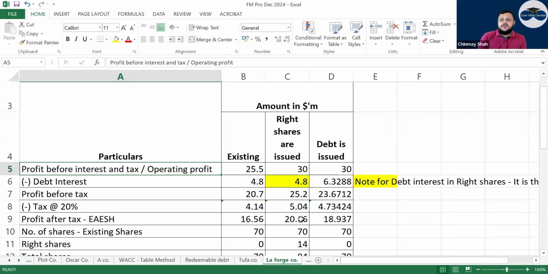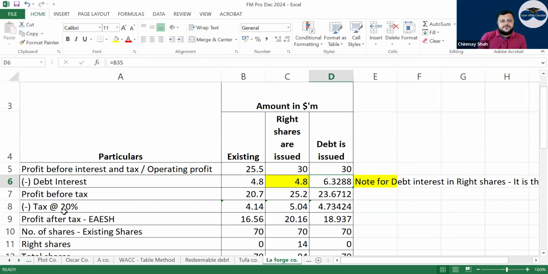Very good question. Love for a company. So here, what is the catch? Generally, PBIT is given to you, from that debt interest. In a rights issue, generally debt interest will not increase. It will be the same as existing. But when it comes to an additional debt issue, then interest will increase because debt has an interest component.